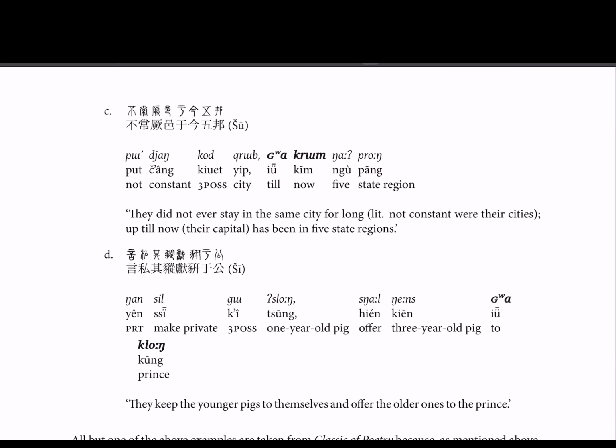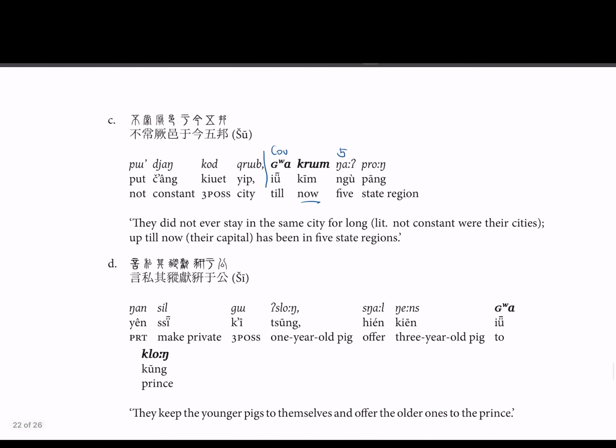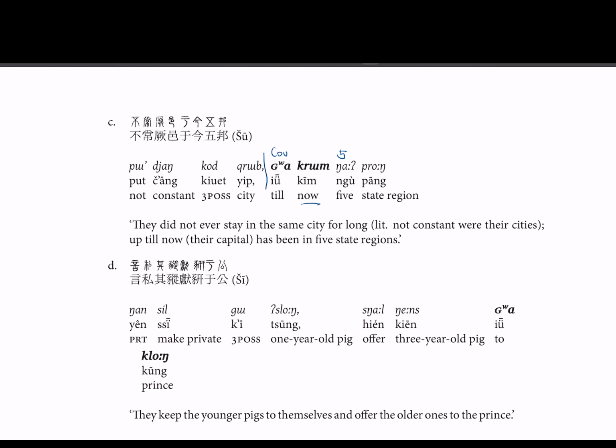Next, let's look at the sentence in 34c. Put diang kot klub. So their city is not constant, or their cities often change. And then the second half of the sentence begins with gua krun, means till now. Nga prong literally means 5 countries or 5 state regions. But if we put the sentence back to its context, then the more natural translation of it would be, they did not ever stay in the same city for long. Up till now, their capital has been in 5 countries or 5 state regions.